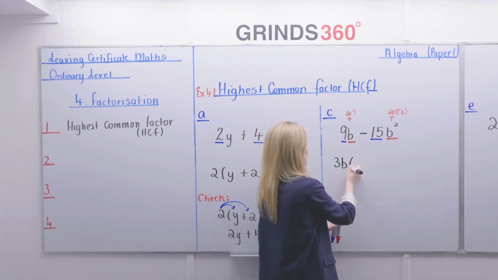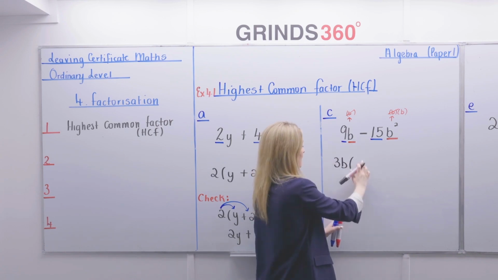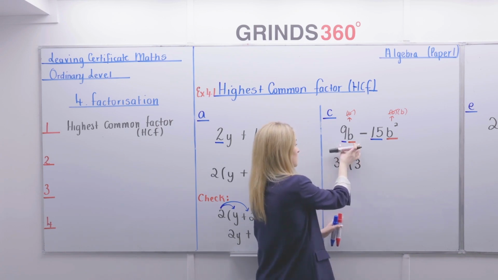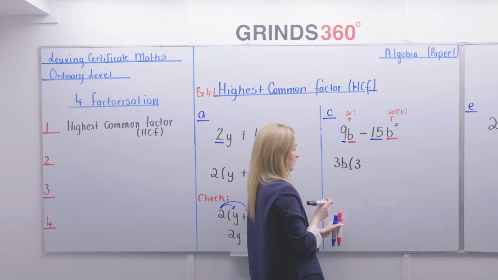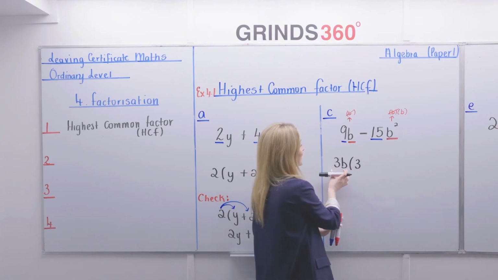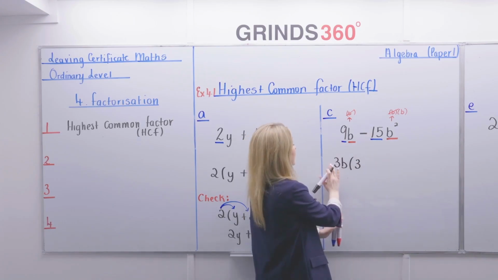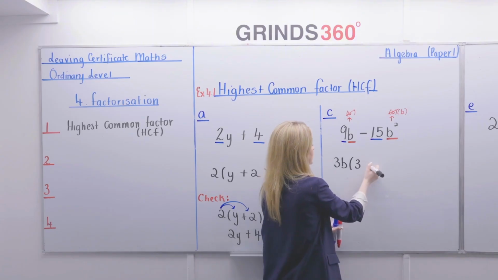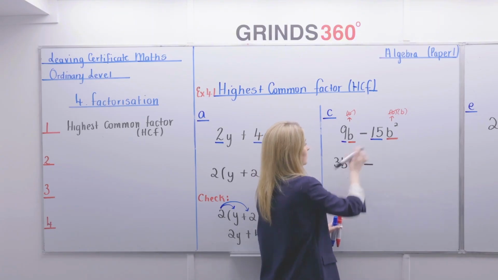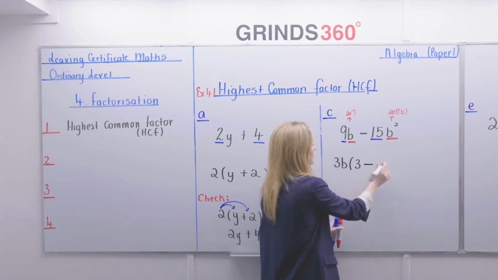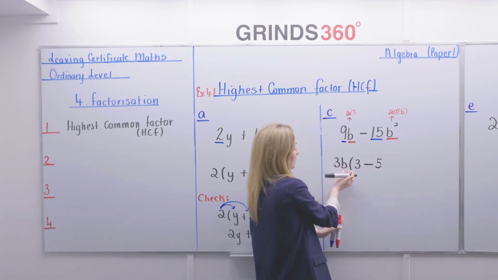So let's open our bracket here. 3b times what will give me 9b? Well, 3 times 3 will give me 9. 3b times 3 will give me 9b. Next, what we want is to get to minus 15b squared. Be careful of your signs. Here, a plus times a what will give me a plus times a minus. So 3 times what will give me minus 15, 3 times minus 5. We're now looking at the variable. We have b here.